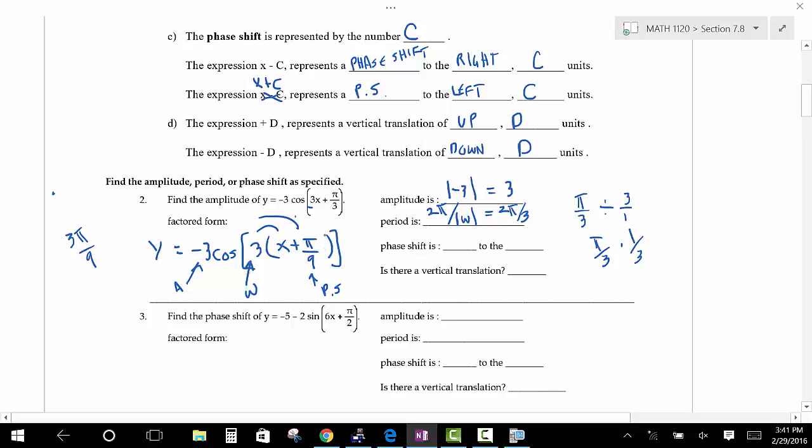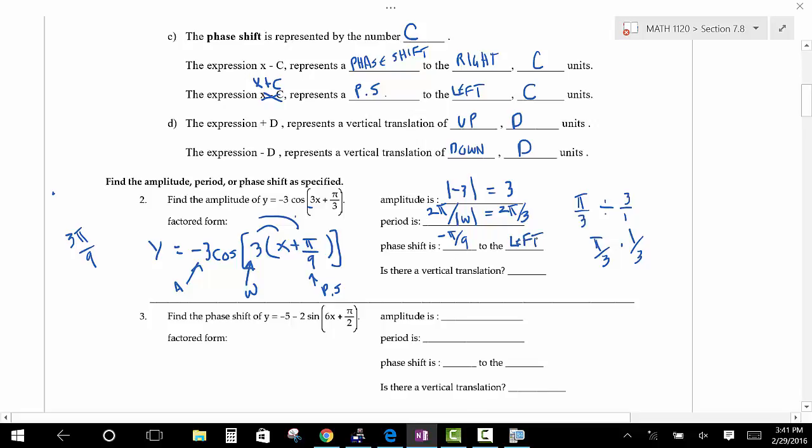Now, typically what we're going to do on that is, since we're phase shifting to the left, you go ahead and write negative pi over 9. That's just because really the form is supposed to be x minus the phase shift like that. Okay, then that's going to go to the left like that.